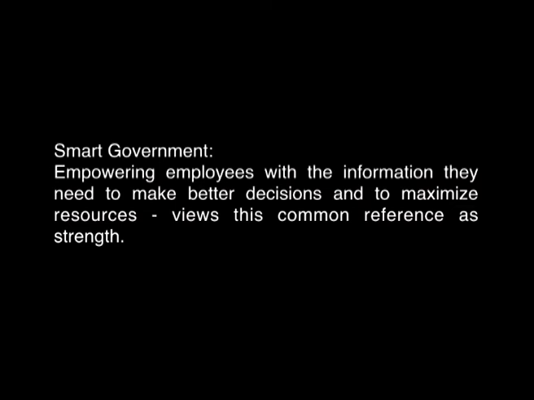That means the parcel number of a particular ID is actually the facility ID of another department, but they are all referring to a particular land parcel having a particular cadastral survey number. So, they all have the common reference, that is called geography, and with that common reference they are all accessing information. In that case the smart government is making use of geography or GIS. A government is said to be a smart government if it is empowering the employees with information they need to make better decisions and to maximize resources, and views this common reference as a strength.